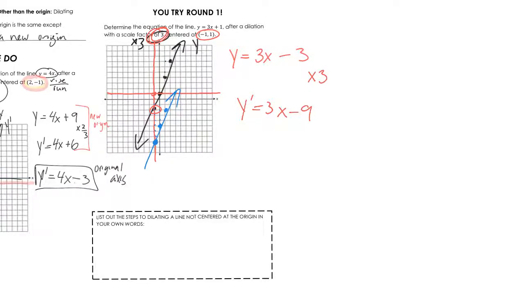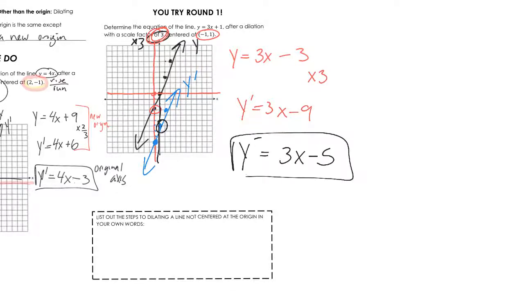Now don't forget to go back to that original axis. What is your real y-intercept? It's right here, down 1, 2, 3, 4, 5. So y prime is really at 3x minus 5. And that's because I'm looking at my original origin. It's down 1, 2, 3, 4, 5. And there's the real y-intercept.